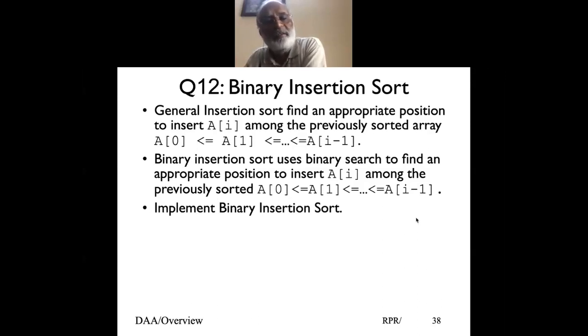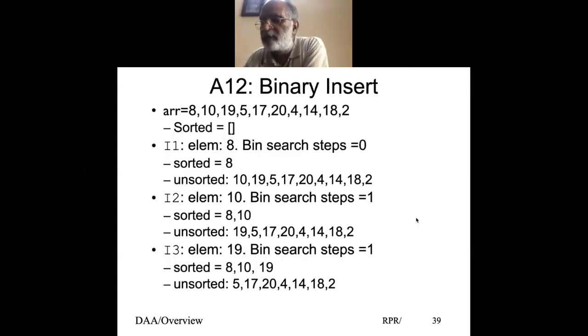So look at each element, find out the right place in the left half of the array, and once I find that place, I search for the right position, and then shift right by one. That is basically what binary insertion sort is.